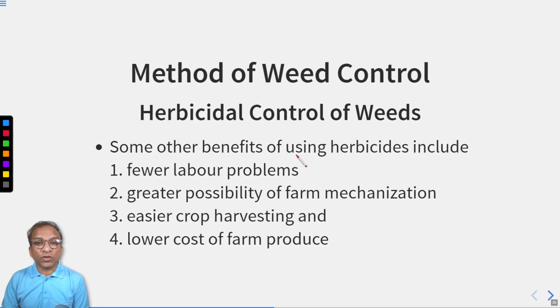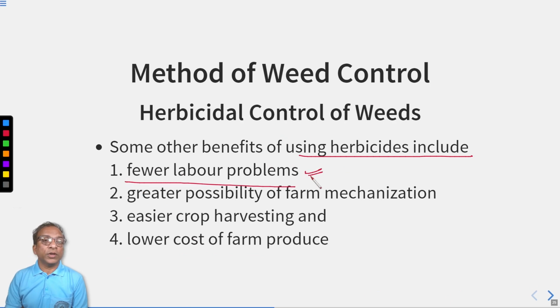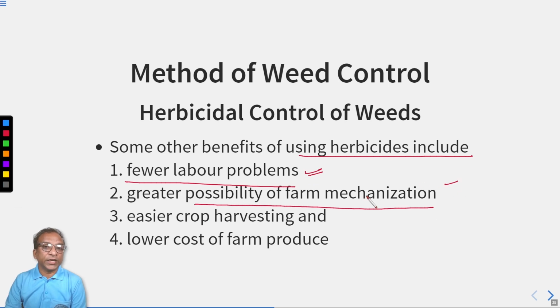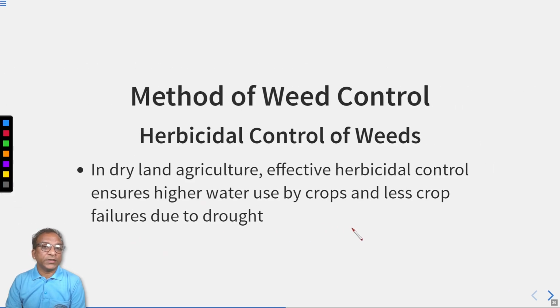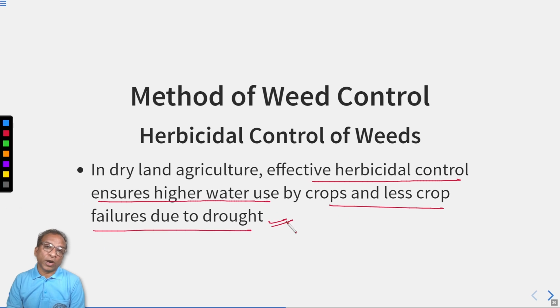Some other benefits of using herbicides include: it solves the labor problem, so labor is not an issue in this case. There is greater possibility of farm mechanization, easier crop harvesting, and lower cost of farm produce. In dry land agriculture, effective herbicidal control ensures higher water use by the crop and less crop failures due to the drought.